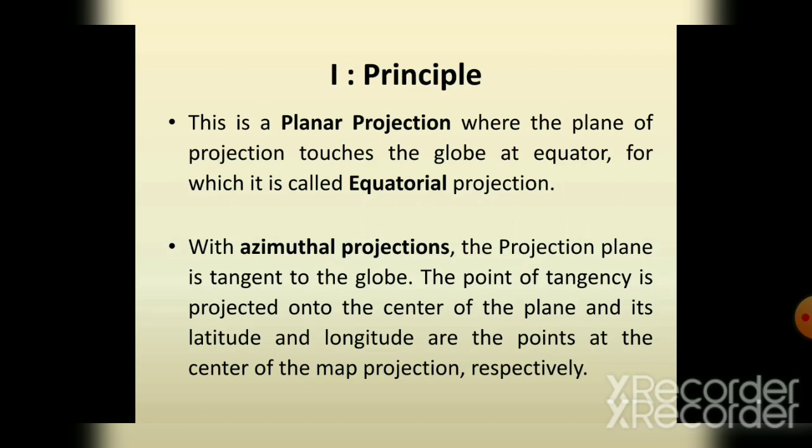So first of all, let's start with the principle part. This equatorial azimuthal stereographic projection is basically a planar projection where the plane of projection touches the globe either at the equator, or at the pole, or at any place between the pole and the equator. For this projection, the plane of projection touches the globe at the equator. That's why this projection is called the equatorial projection.